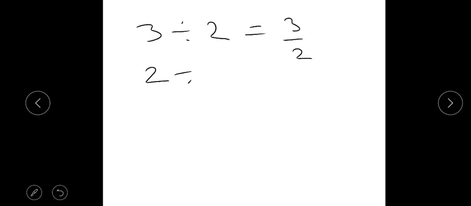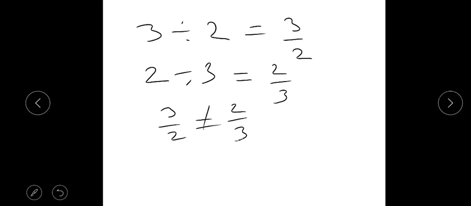Let's check for division also. Say 3 divided by 2. The result would be 3 by 2. But if we divide 2 by 3, then the result would be 2 by 3. And we know that 3 by 2 is not equal to 2 by 3. So we can say that these numbers don't follow commutativity for division. Now let's check this property for various numbers.